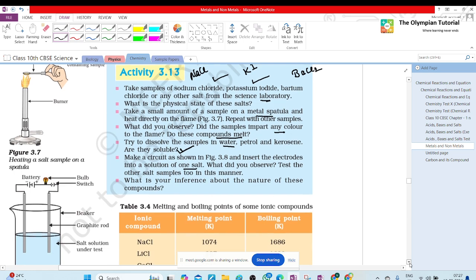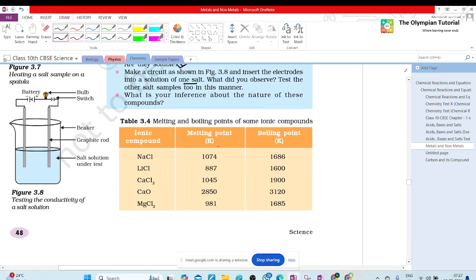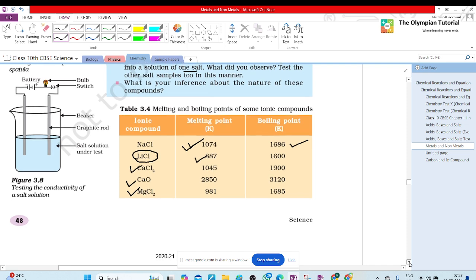So here melting and boiling point is given. We can see it is very high, 1074, 1686 Kelvin. This one is LiCl, lithium chloride, then calcium chloride, calcium oxide, and magnesium chloride. These are given, melting and boiling points.